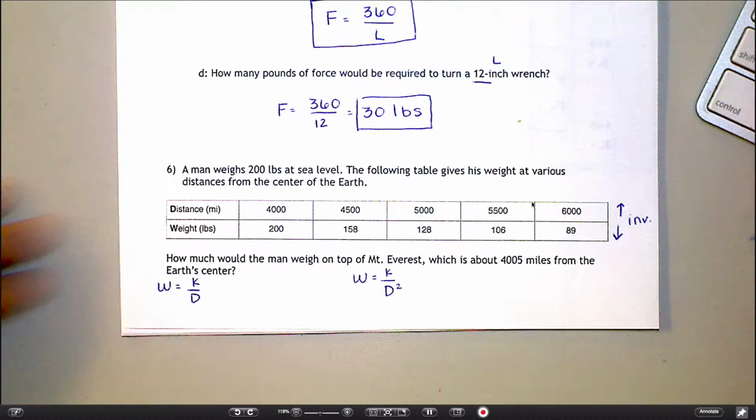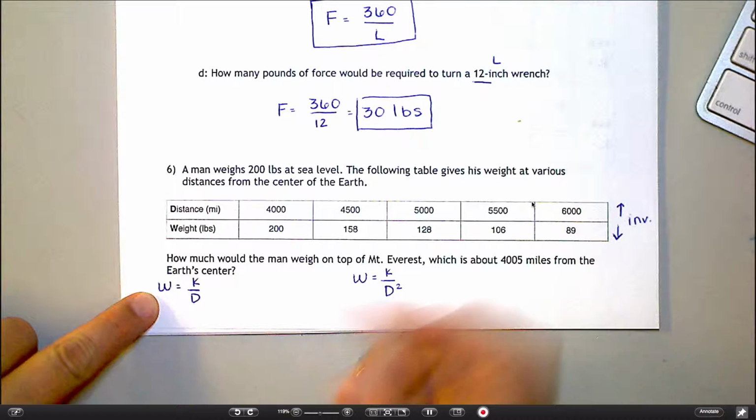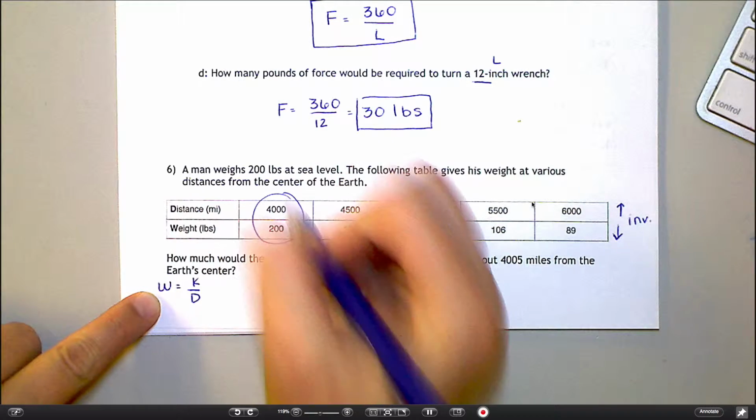It's going to be one of these two. Okay? I don't know which one. So let's suppose it's this one. I'm going to plug in a data point. I'll just use this one.